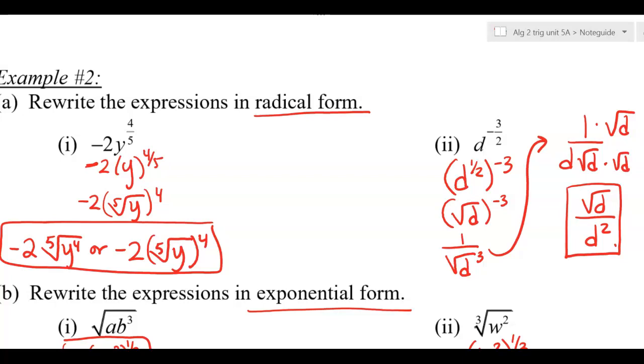Yeah. Why couldn't you just stay with 1 over rad d? Like, I think I know what you're saying. The one on the very bottom, like 1 divided by rad d. Because this isn't, okay, so this one right here? Okay, two reasons. Number one, the square root of d cubed is not the simplest radical form.